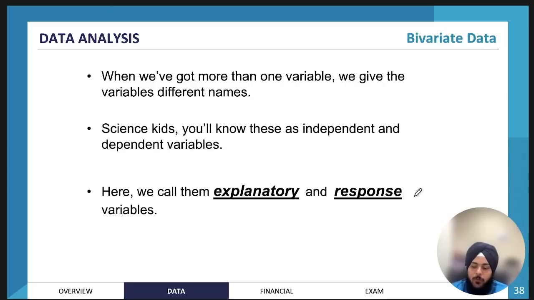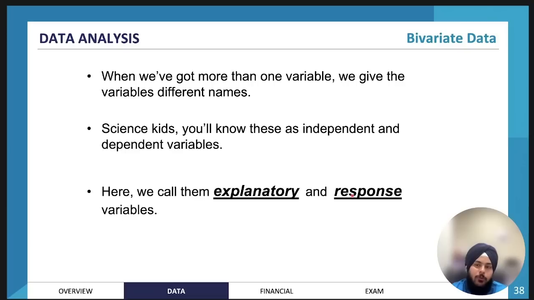Okay, so when we are looking at bivariate data, we will have two different types of variables. So like I said, bivariate data, looking at two variables. So we will have explanatory and response variables. So explanatory variables are usually, in other terms, called the independent variable. So it's the variable that we're usually manipulating. And the response variable is usually whatever's going to change as a result of that explanatory variable.